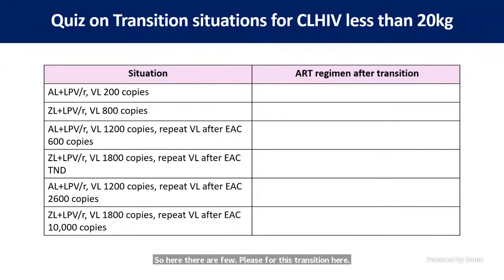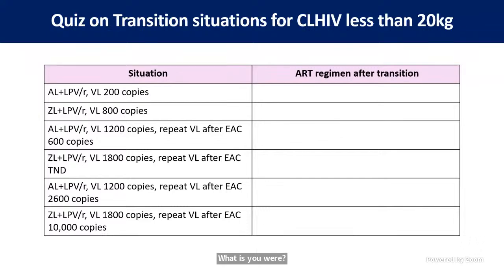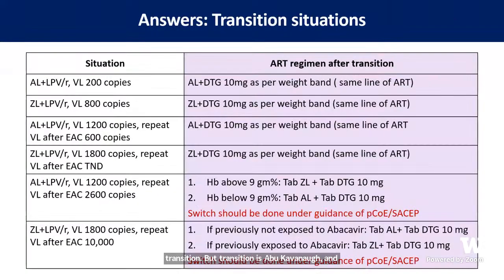We have a scenario: abacavir, lamivudine, and ritonavir boosted lopinavir is the current regimen, and viral load is 200 copies. What is your transition? The transition is abacavir, lamivudine, and DTG. If you have zidovudine, lamivudine, and ritonavir boosted lopinavir and viral load 800, here also you can directly go to the ZL DTG 10 milligram as per the weight band. Same ART, same line ART.